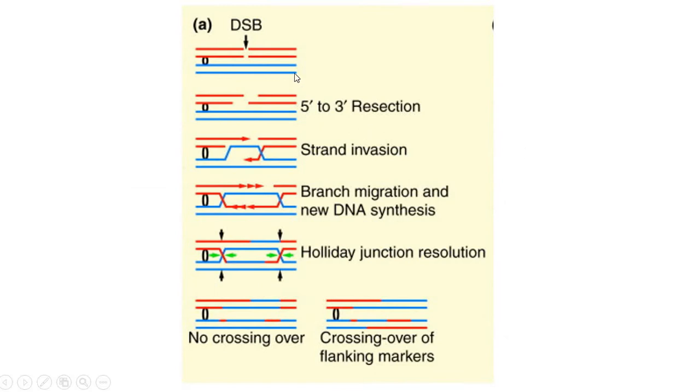Okay, so here again, once a double-stranded break is formed in one of the chromosomes, this chromosome will go through 5' to 3' resection. That means making these 3' overhangs. These 3' overhangs will then invade into the homologous chromosome, and branch migration and new DNA synthesis will happen here by DNA polymerase. A Holliday junction has been formed here. This Holliday junction will be resolved once the sequence is complete.